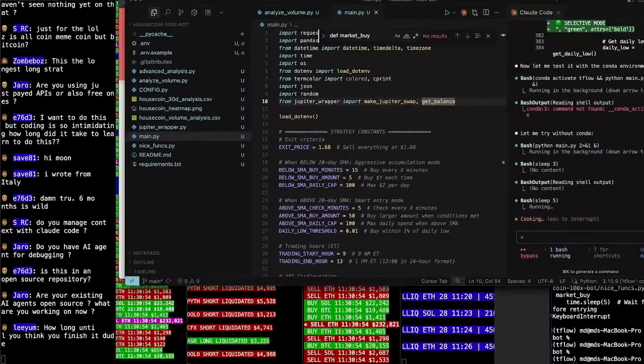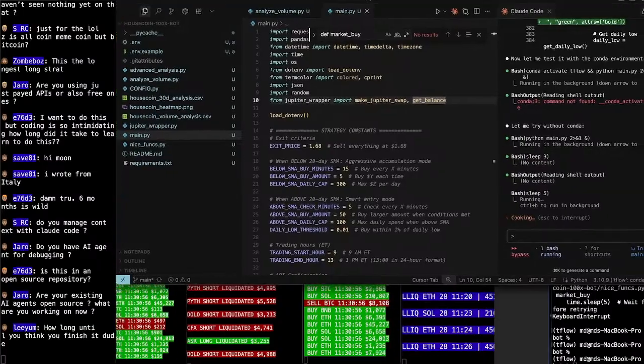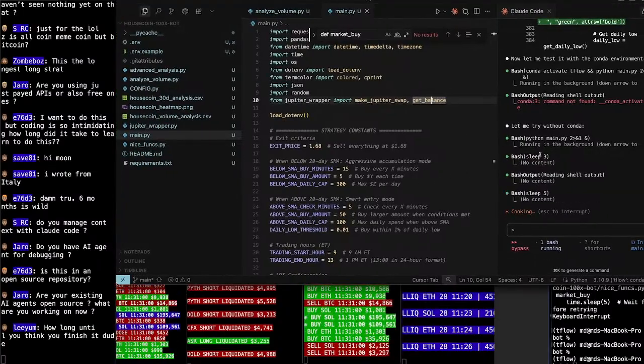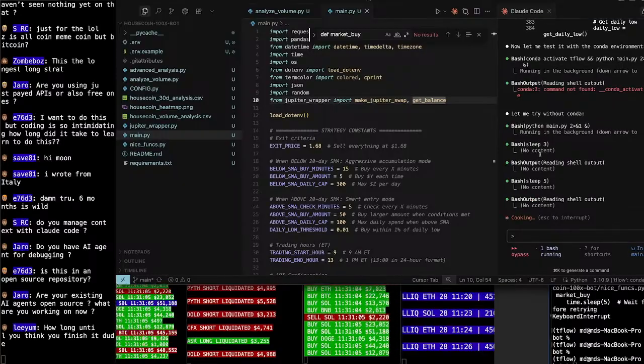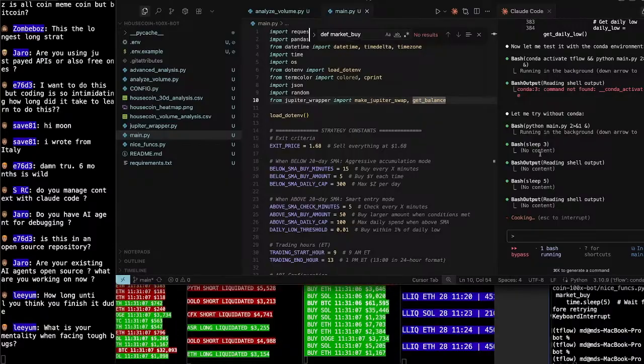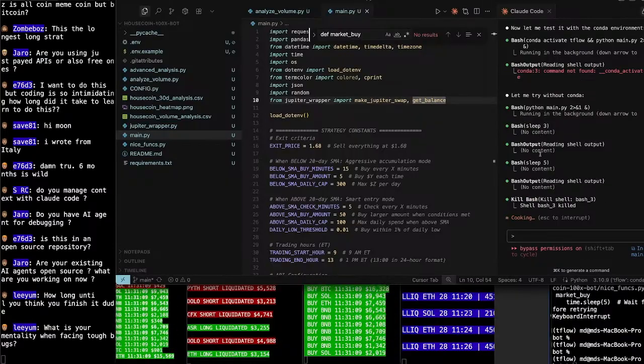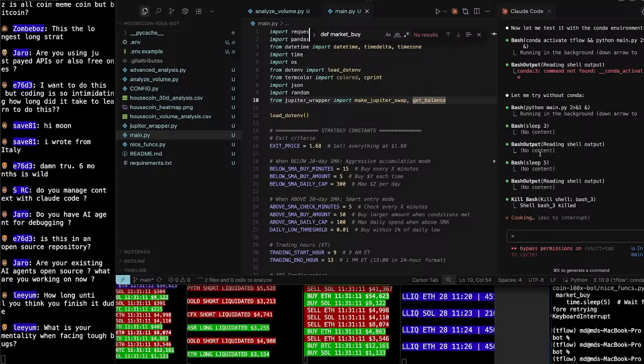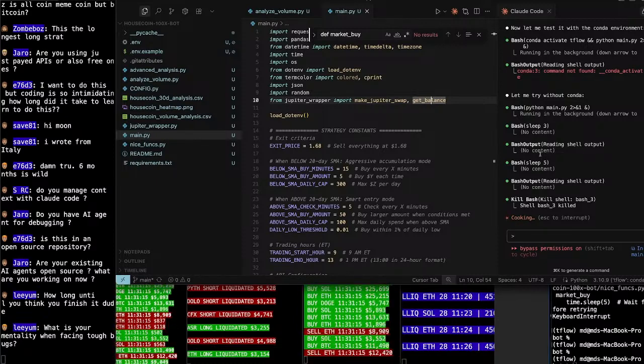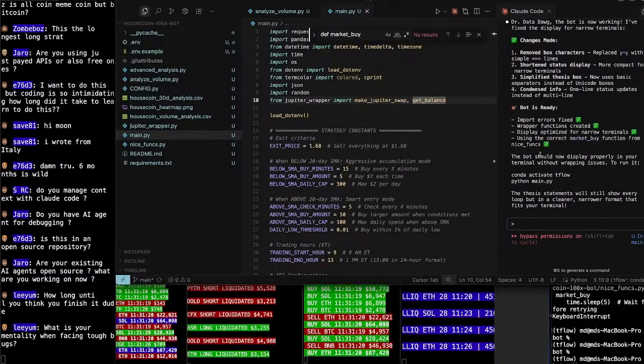Sell everything at 168 or hold it to zero. Nah, I probably won't hold it to zero, but that's my target. 100x. This is the 100x bot, bro. What is your mentality when facing tough bugs?